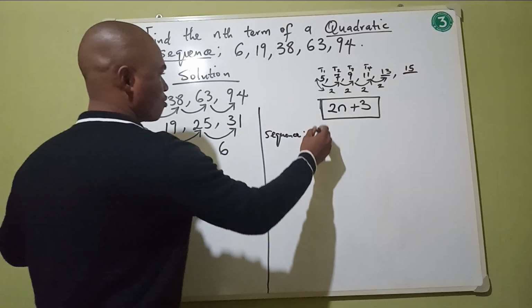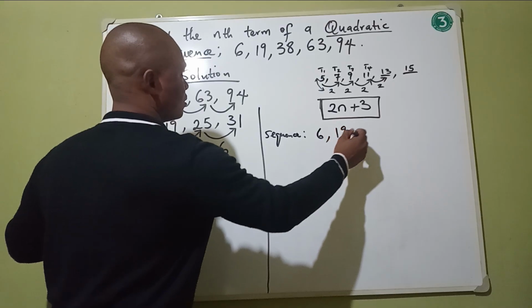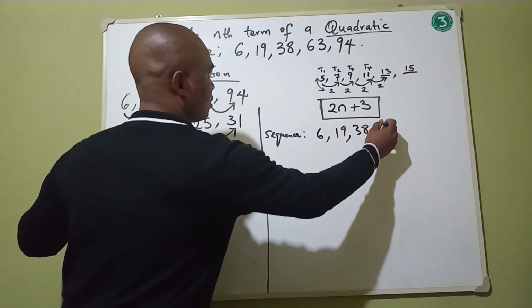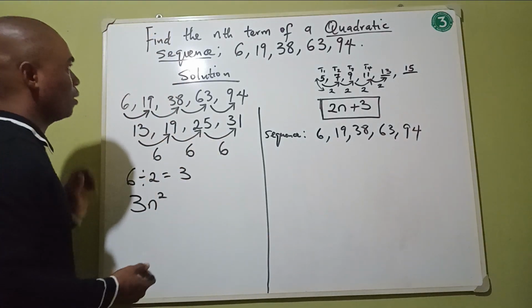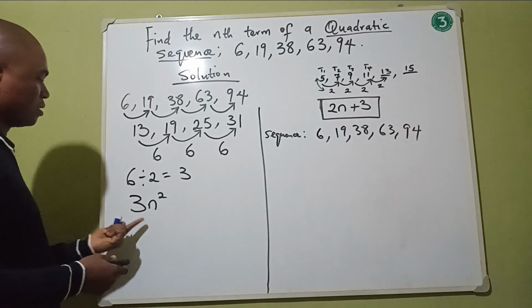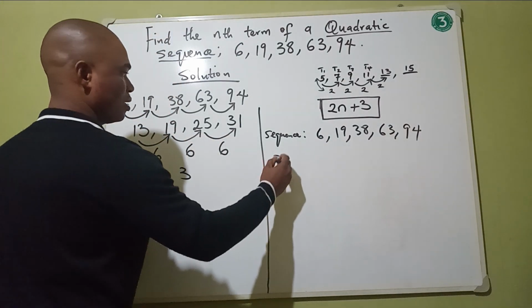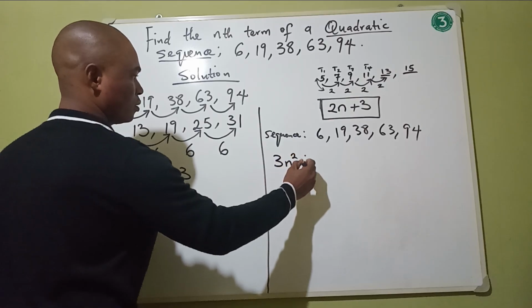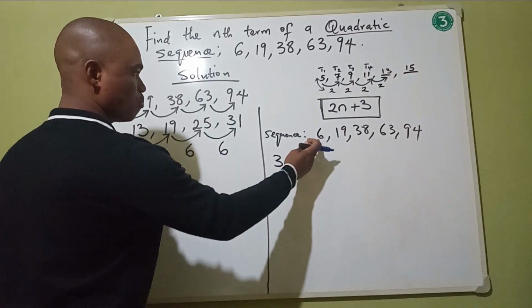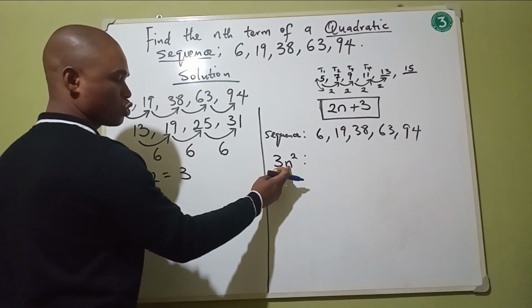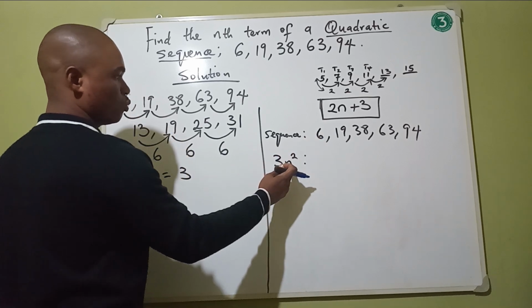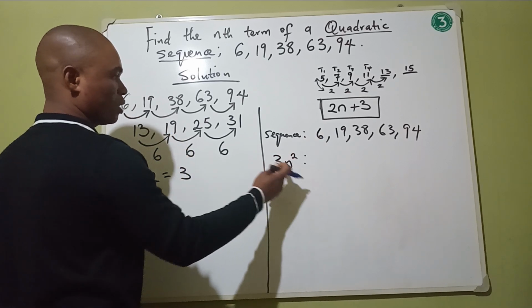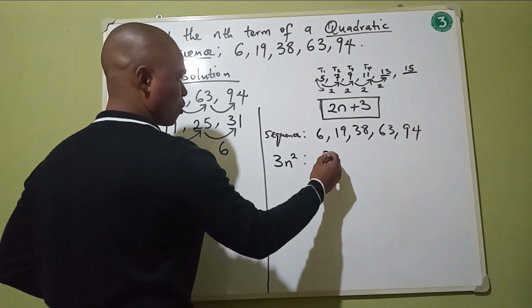The sequence we have: 6, 19, 38, 63, and 94. Now, this 3n squared, we are writing it here. Now, this is my first term here. I will substitute 1 here because it's the first term. I want to get the value here. So 1 squared will give me 1. 1 times 3 will give me 3. So I will have 3 here.